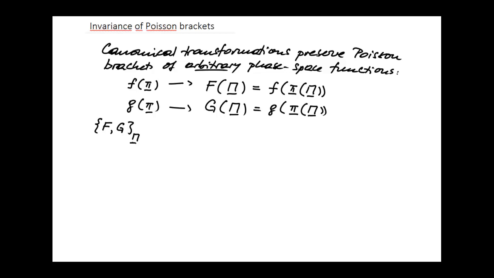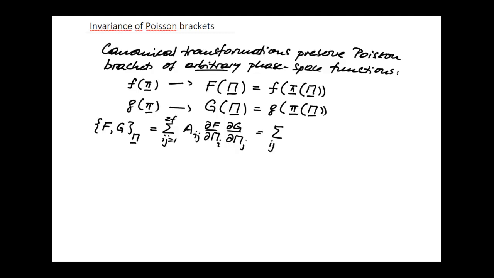We have our general formula for the Poisson bracket in phase-space coordinates. It's this double sum ij going from 1 to 2f, then this matrix element aij, and then the partial with respect to pi I and the partial with respect to pi j. Now the partial derivative of f with respect to capital pi I we can write in the following way.